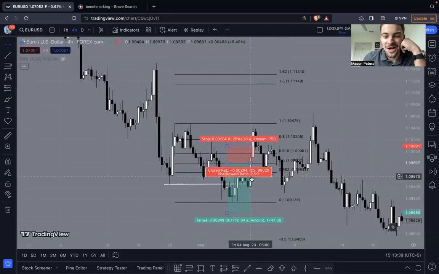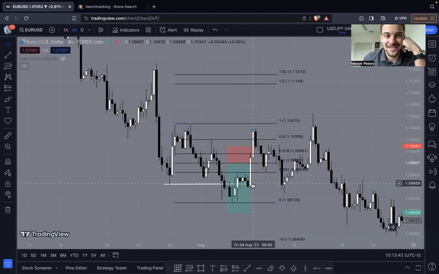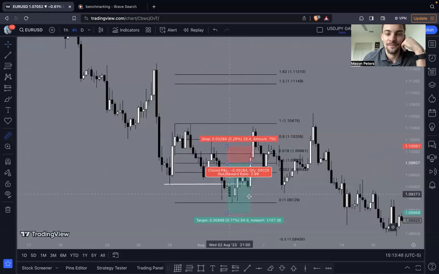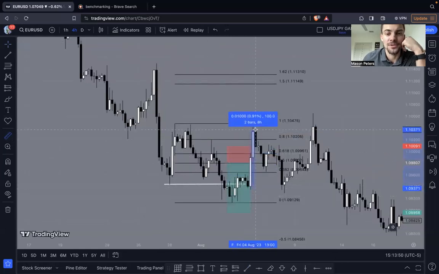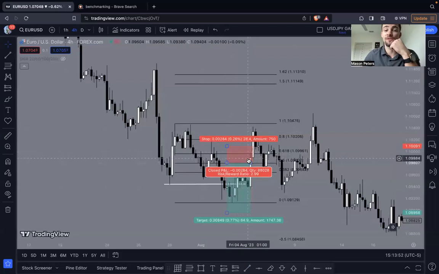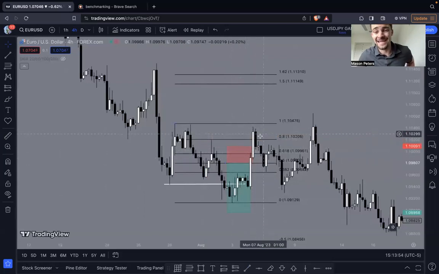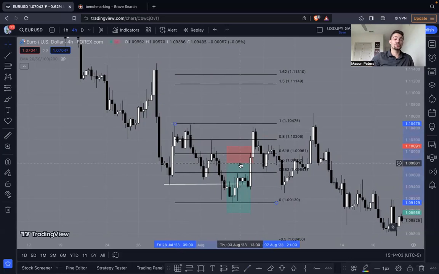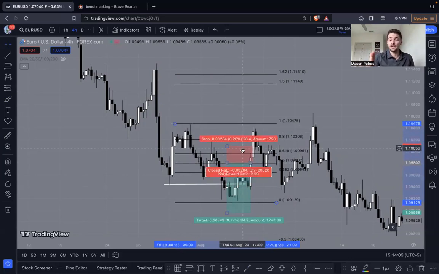Notice the candle on August 4th, the 5 o'clock and the 9 o'clock candle. It absolutely rips through the 50%, 618, and the 80%. Which means you lose your trade. So you would have lost that trade.